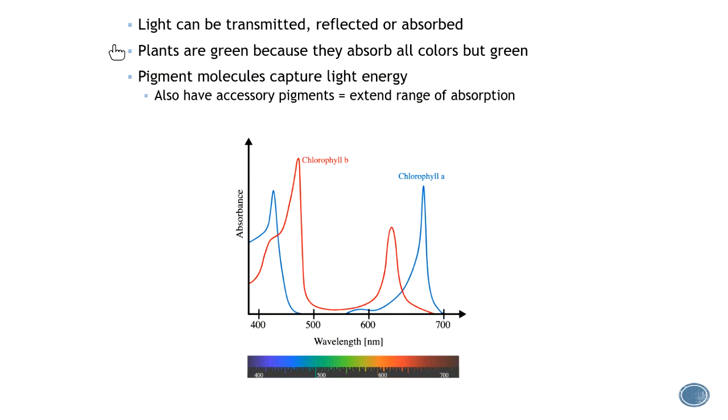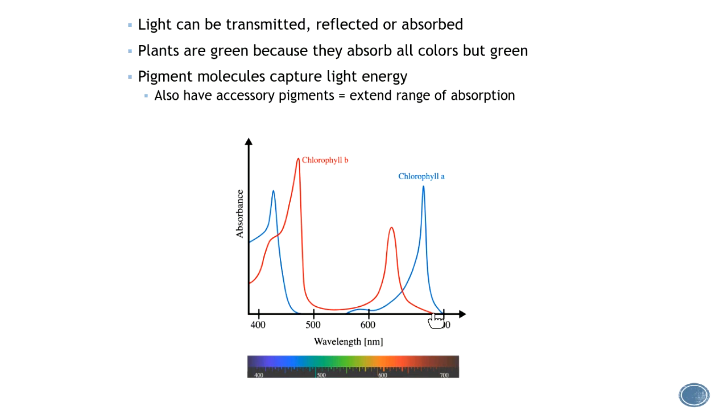Light can be transmitted, reflected, or absorbed. You might see this diagram right here. Plants appear green because they absorb all colors but green. This has to do with that pigment called chlorophyll. It's going to capture light energy. There are also accessory pigments, like carotene and all the other stuff.